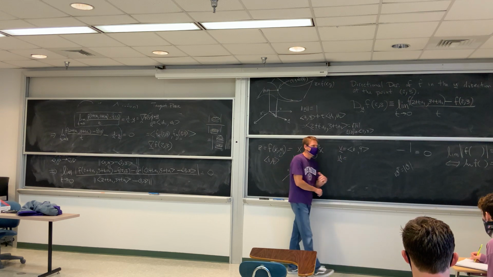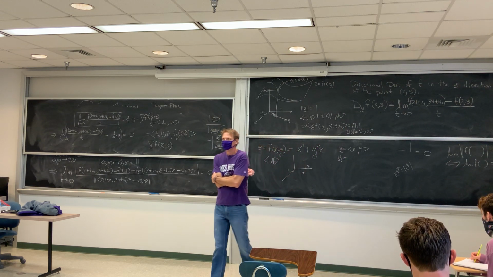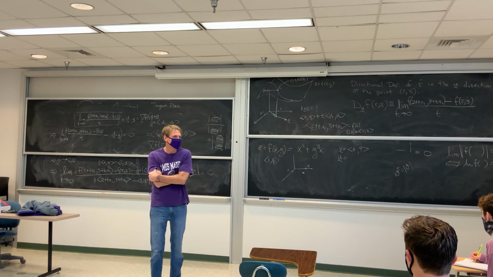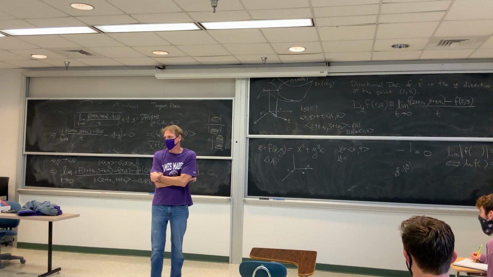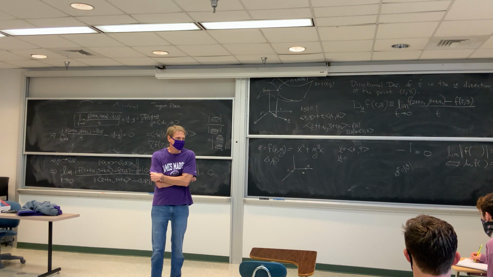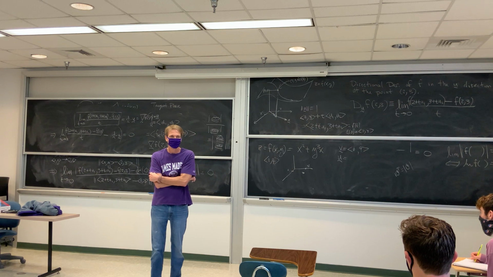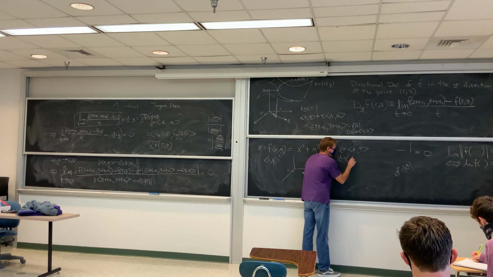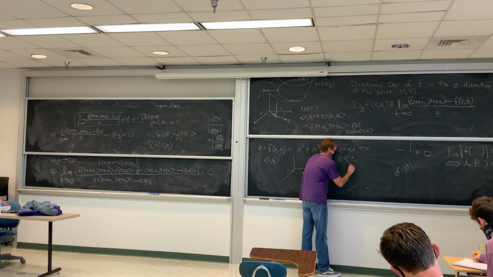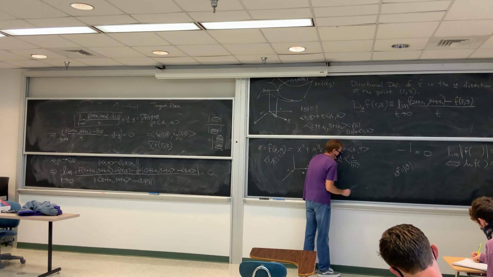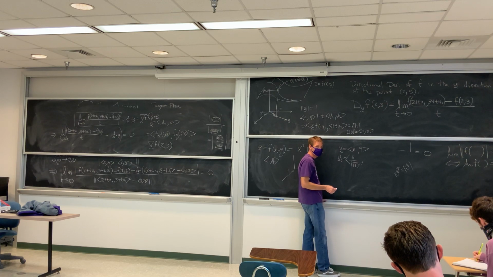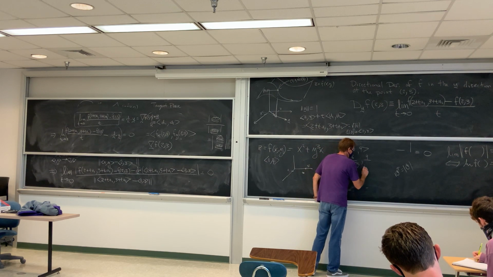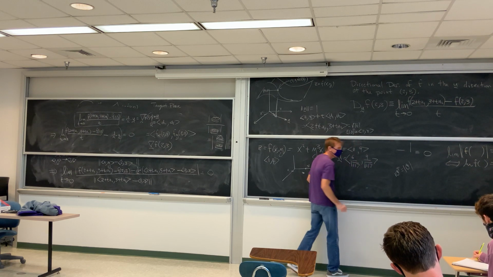The norm of this vector, and how would you get the norm of the vector? Dr. Wong, you took away our calculator. It'd be the square root of 36 plus 81, which is 117. So this would be 6 divided by the square root of 117, and this would be 9 divided by the square root of 117.